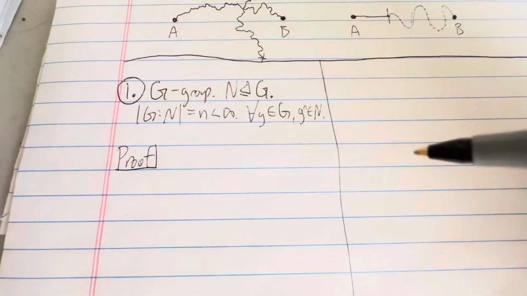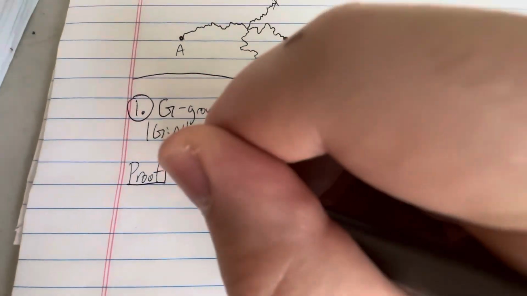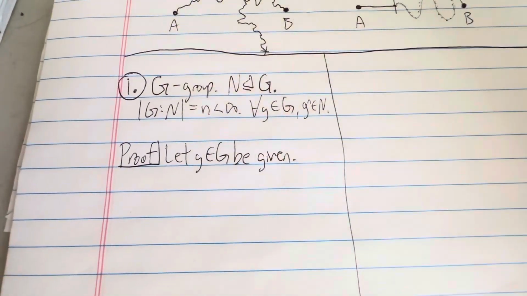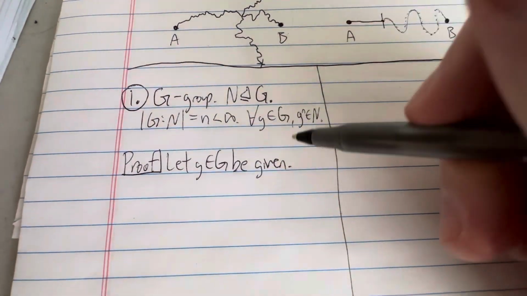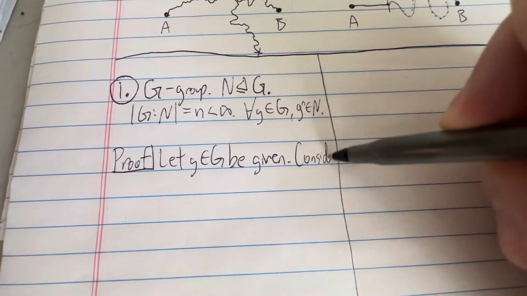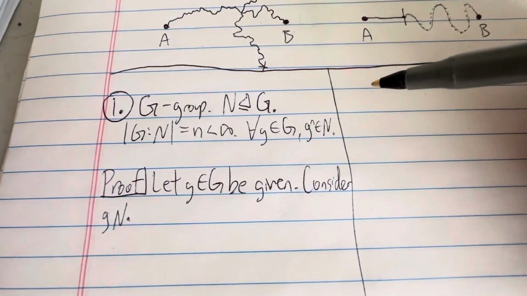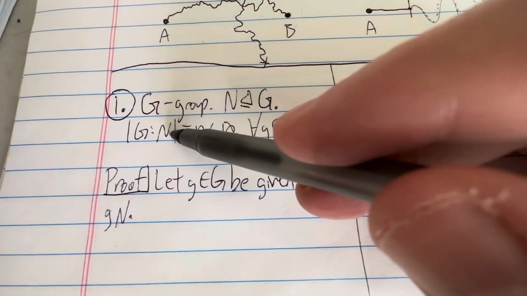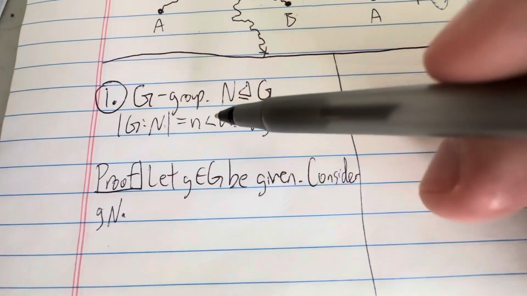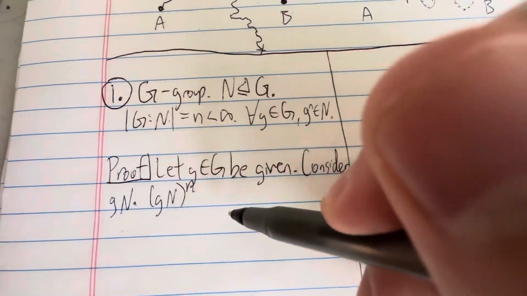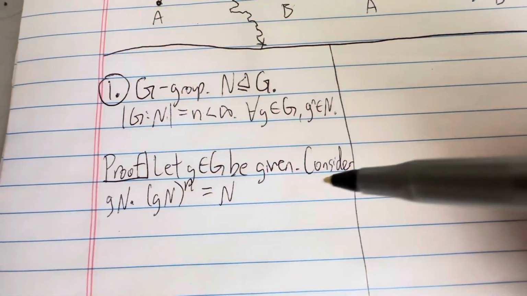And here's how I prove it. Proof. I start here. Let g be given. And then I consider the coset gN. The reason I'm considering the coset is because I know something about this guy, because the index is really the order of the quotient group. The order of the quotient group is n, which means that if I take my coset gN and I raise it to the nth power, I know it's going to give me N.